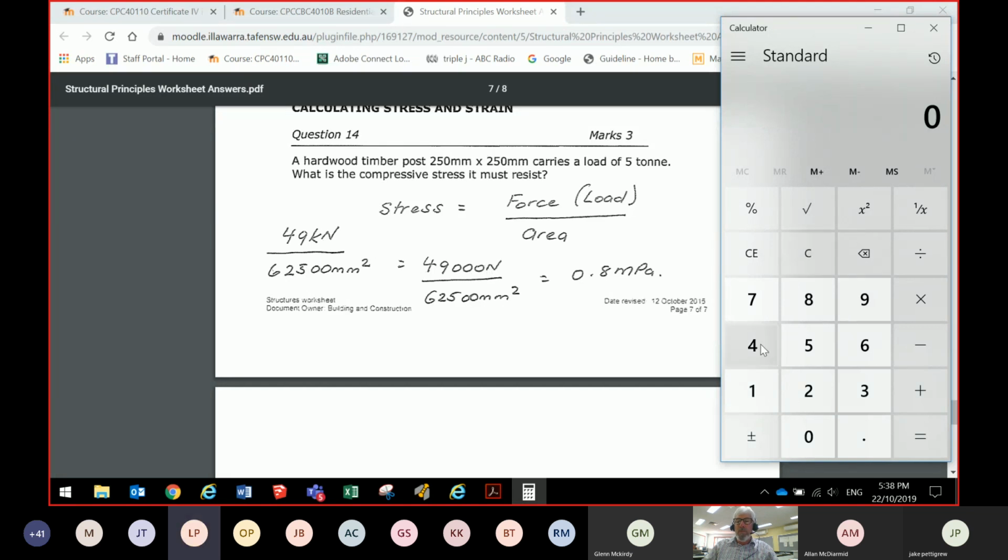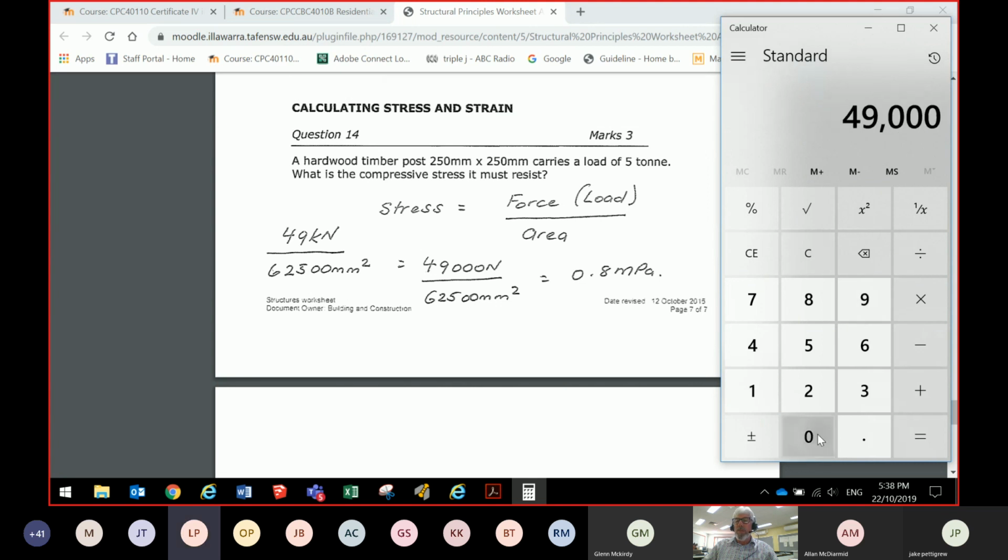So if we go 49,000 divided by 62,500, we get 0.8. If you reduce that back to one decimal place, that's 0.8 megapascals for that particular activity. Okay, so that's recorded, and that's one that's at the beginning of the recording here tonight. You'll see that'll come through if you get stuck on something like that.